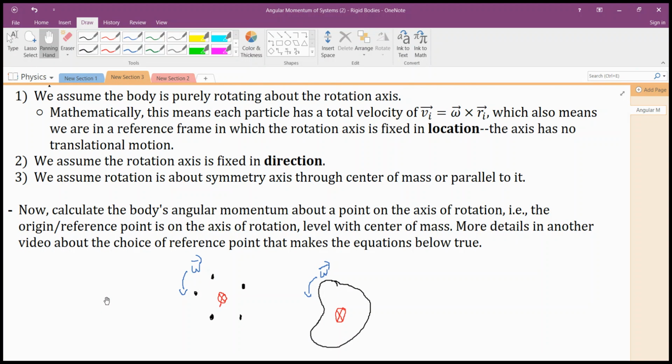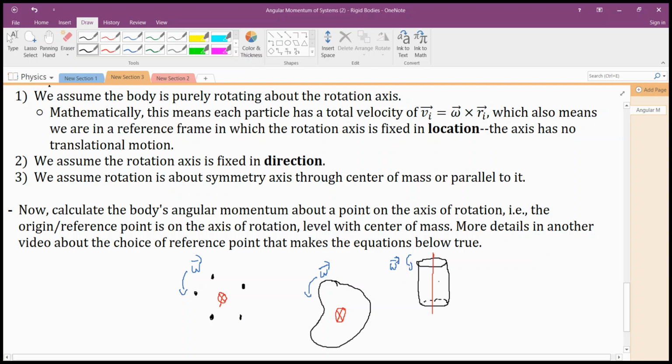Recall that to calculate angular momentum, we need to do so about a reference point. So we will place the reference point on the axis of rotation. Recall as well that it is usually convenient to place the origin at the reference point. The reference point on the axis of rotation can't be anywhere along the line of the axis, but it needs to be level with the center of mass. So for example, suppose we have this cylinder here that I'm looking at in an upright direction, and it is rotating about the red line. The red line is its rotation axis.